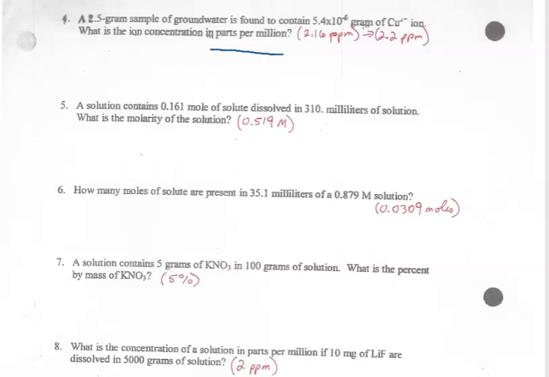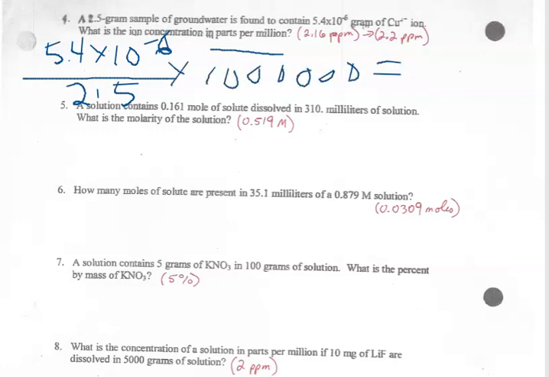Parts per million, of course, the part is going to be the solute, which is the 5.4 times 10 to the minus 6 grams of the copper ions over the whole thing, which is the 2.5, right? Because it's a sample of groundwater, it's going to have the copper ions in it. So 2.5 grams at the bottom, and then times a million because it's parts per million. When it comes to parts per million and percents, the only thing that's tough is just recognizing what you're putting in the denominator.